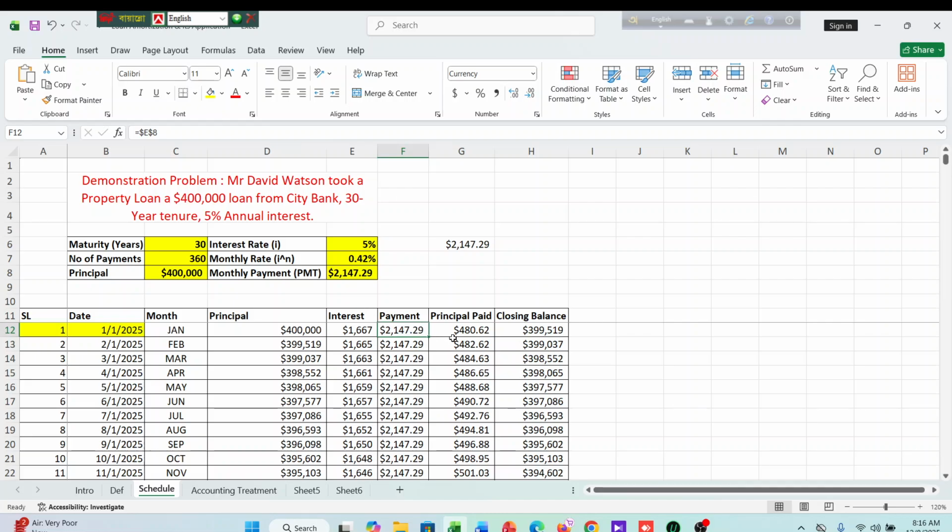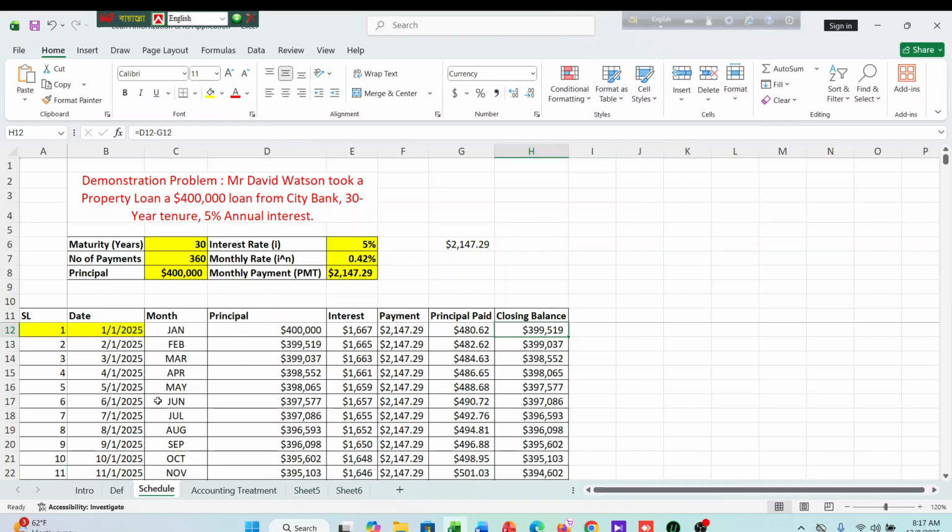At the end of January, we are giving the bank 2,147.29. Of these 2,147.29, 1,667 is our interest amount and the principal amount is 480.62. We are paying off this amount, and after that our closing balance stands at 399,519.